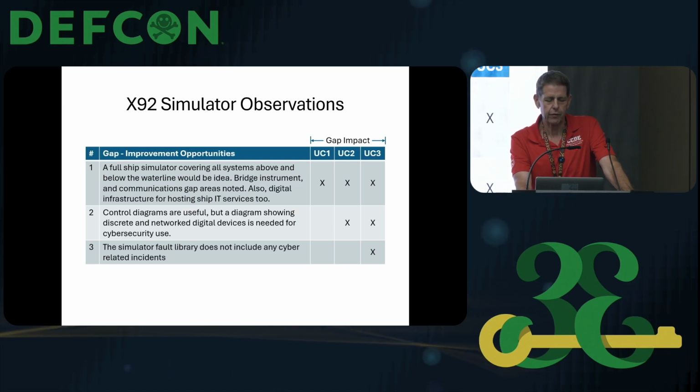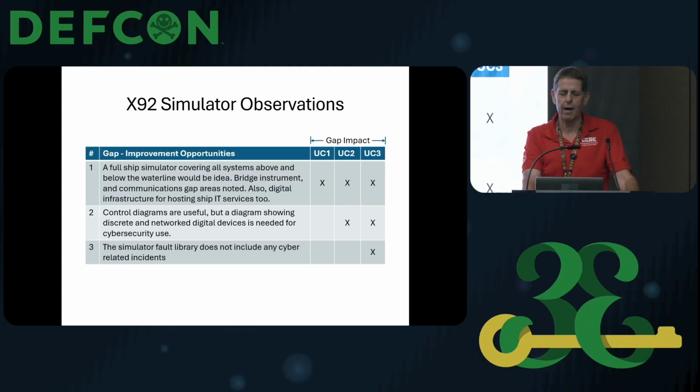The second thing is the control diagrams are useful, but not practical for cybersecurity purposes. What we really need to see is the network diagram, and we need to see the freestanding digital logic controllers that are probably down in the engine room. So the question is, what's it going to take to get that? And then the simulator fault library does not include any cyber-related items.